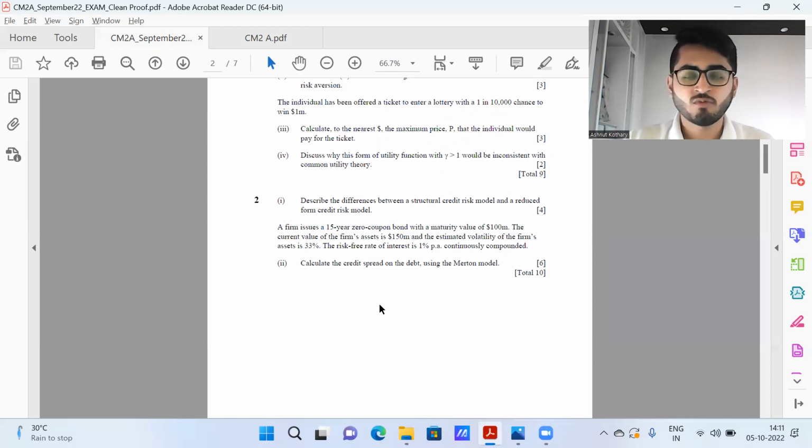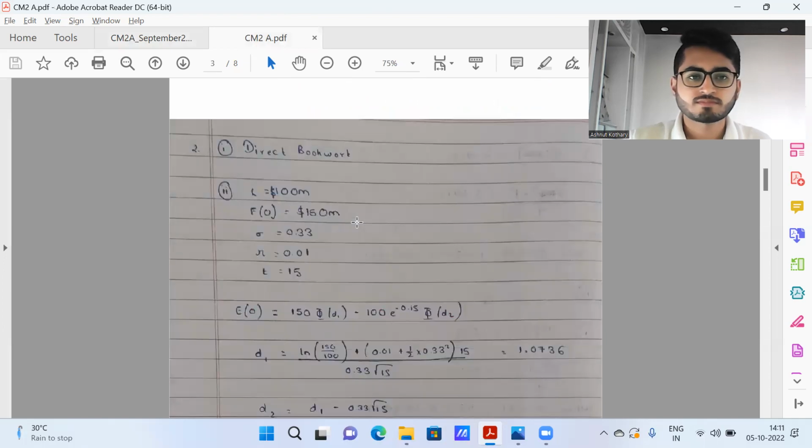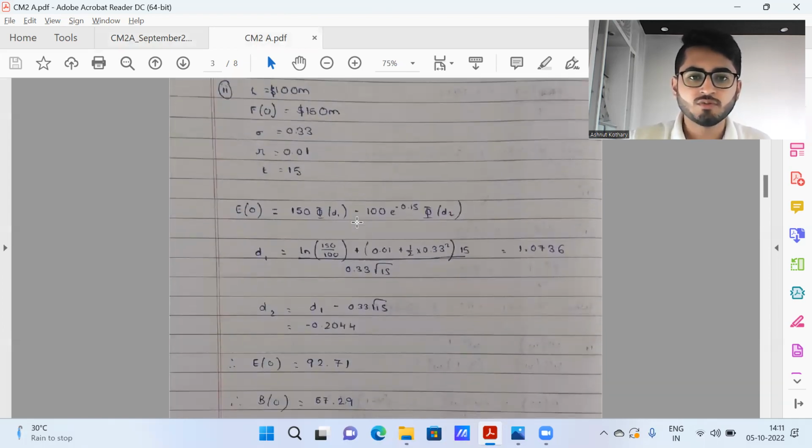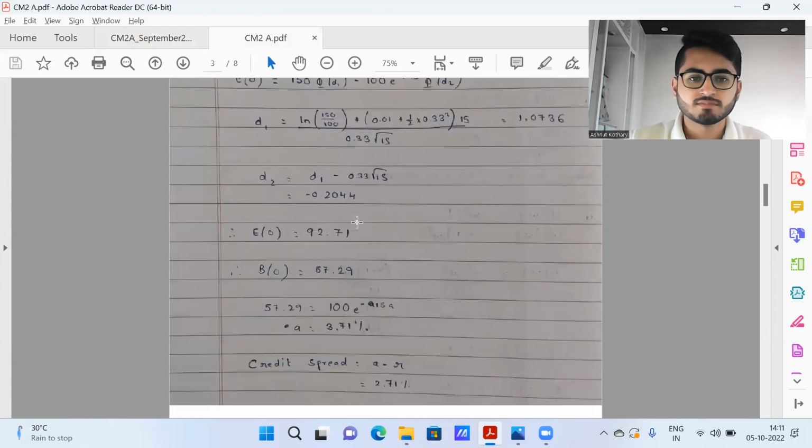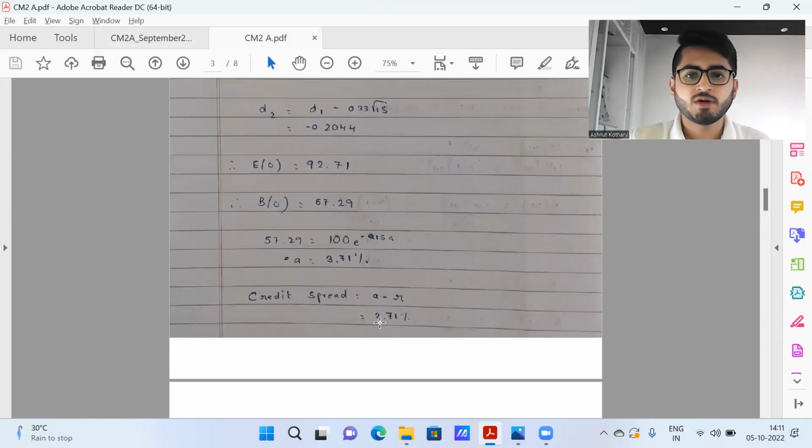So few students I observed, what they had done was they have find out the effective annual rate of interest and subtracted 1% from it. That will be wrong because this 1% is basically force delta continuously compounded. So you just need to ensure that there is consistency. Either you find out the continuous compound rate or you effectively find the annualized rate for both of them to subtract and get the credit spread. So this was question number 2 over here. And I'm getting credit spread to be 2.71%. This is a continuously compounded figure per annum.